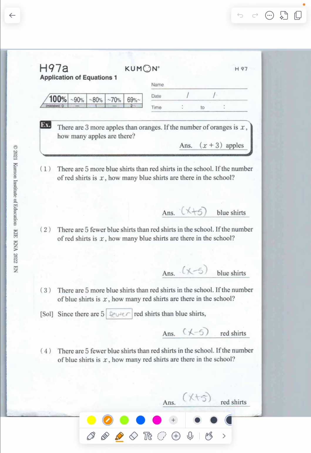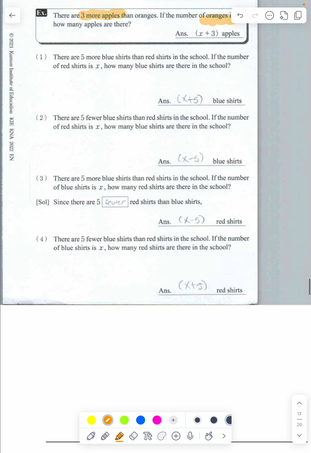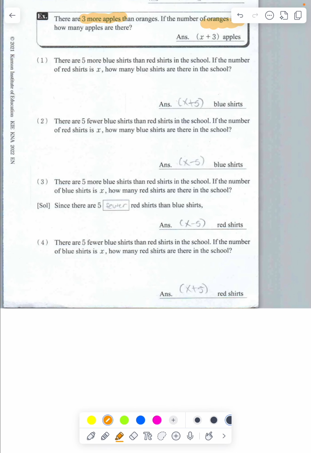All right, so X is the orange, and we have 3 more apples than oranges. So very easy, we just use X plus 3. Next one, there are 5 fewer blue shirts than red shirts in the school. If the number of blue shirts is X, how many red shirts are there in the school?